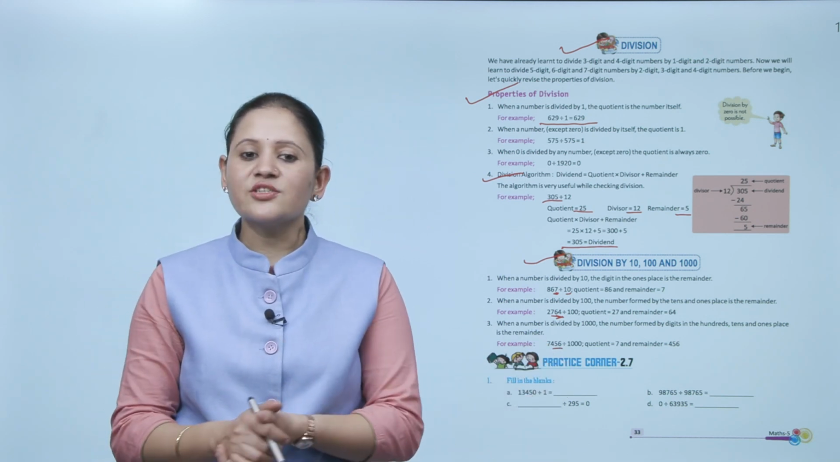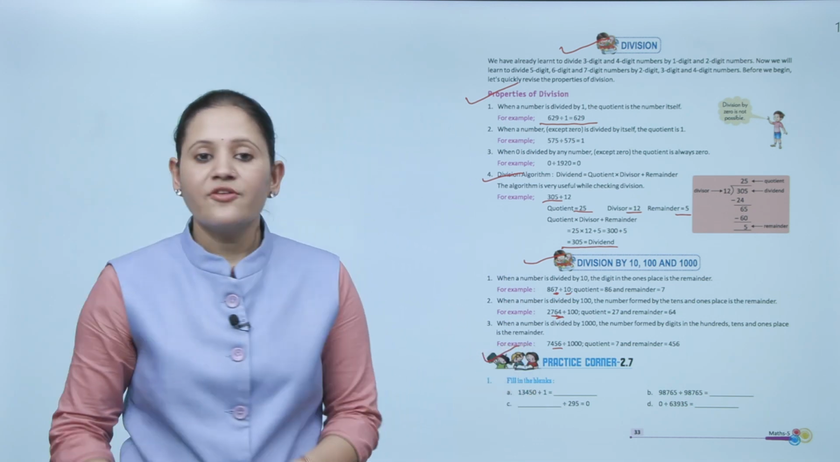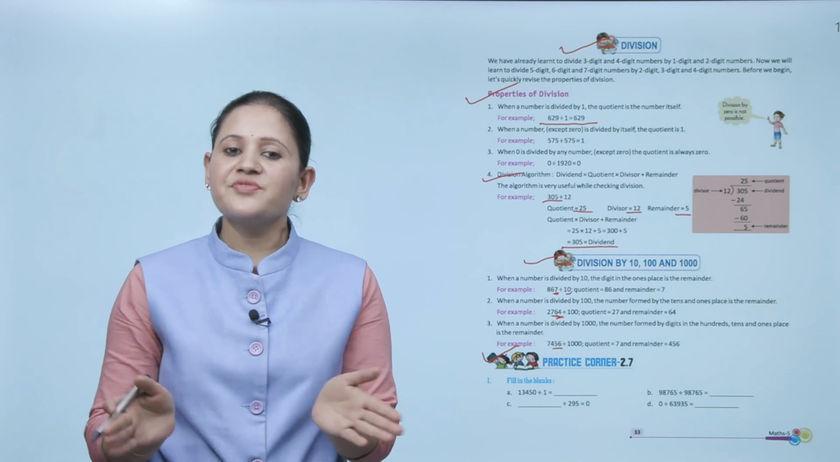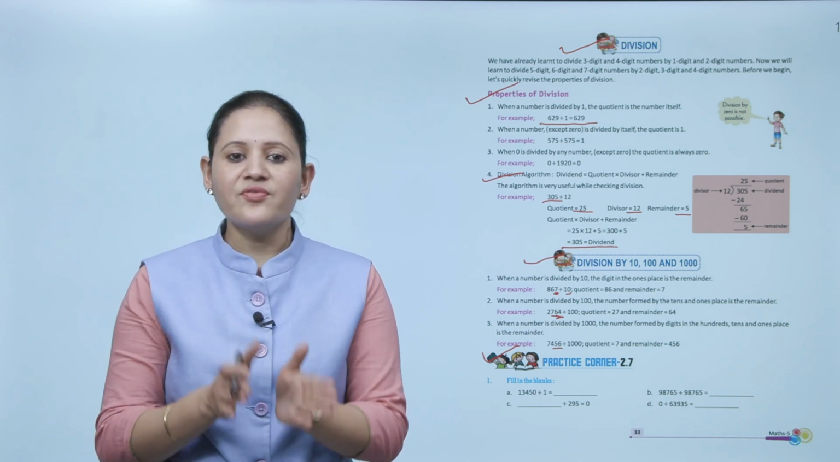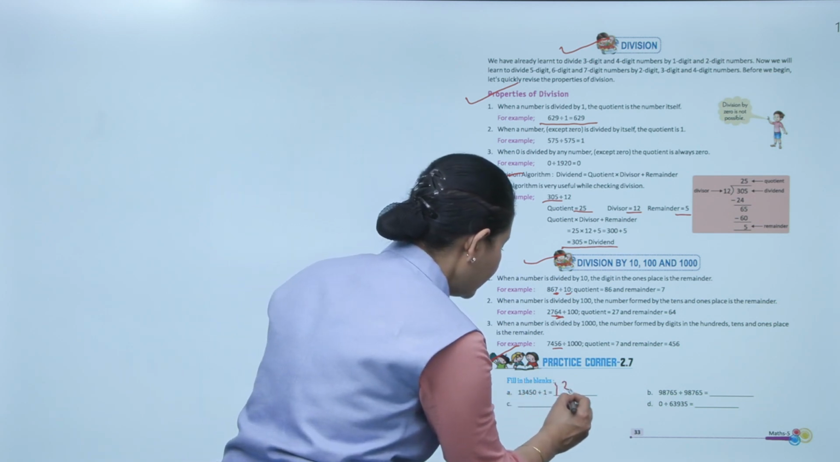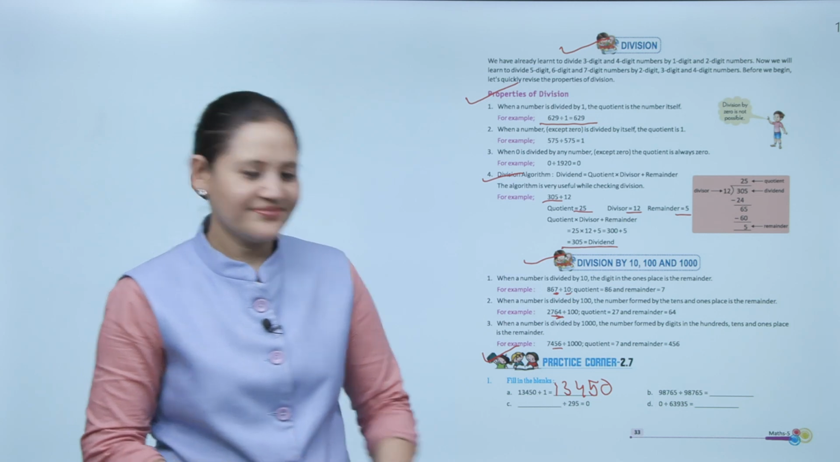Next, practice corner 2.7. Fill in the blanks. 13,450 divided by 1. As we know, if we divide any number by 1, we will get the same number as the quotient. So the quotient will be 13,450. Clear?